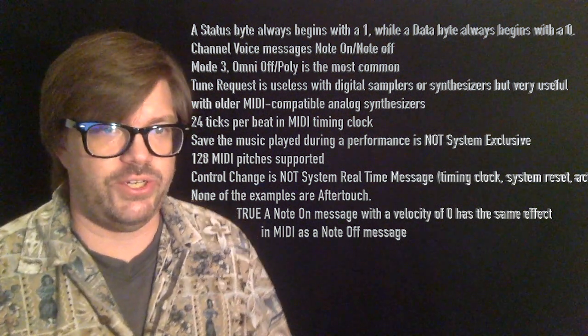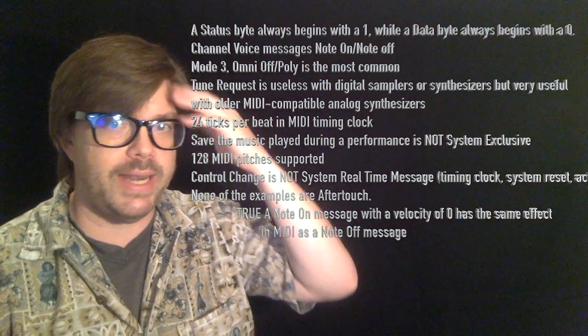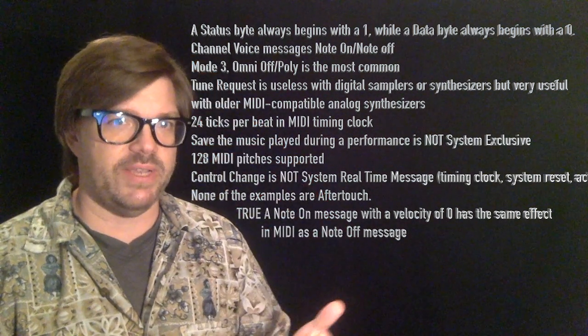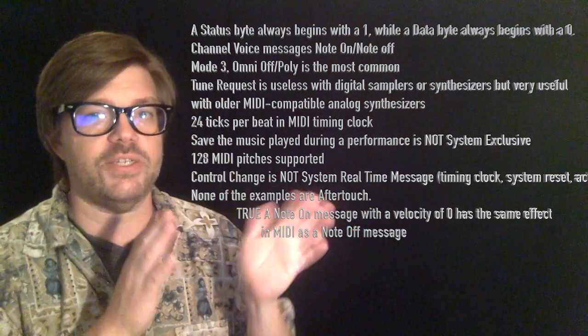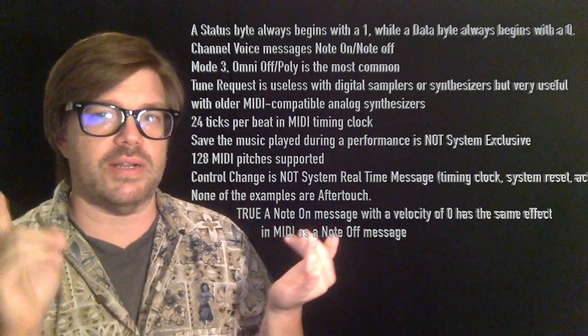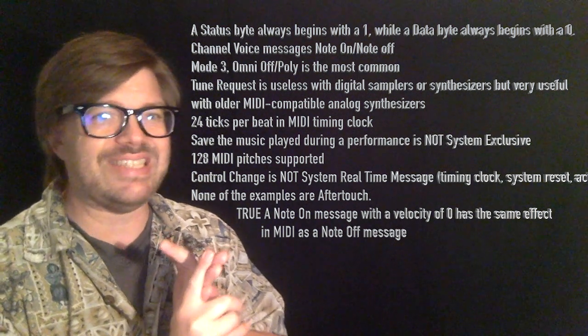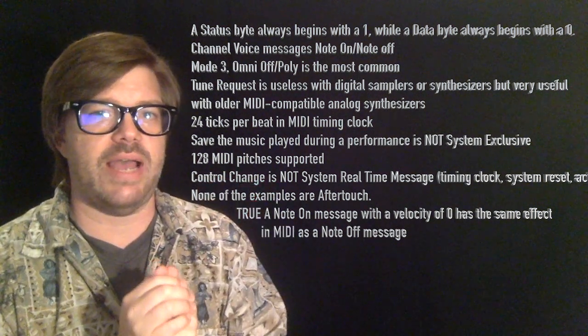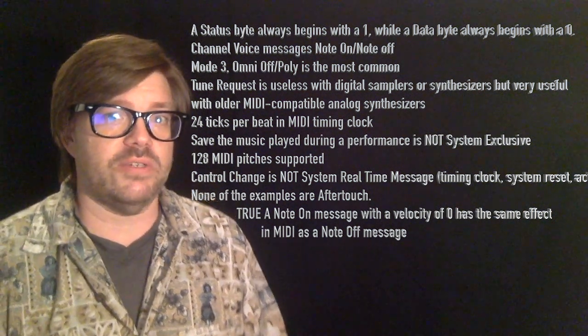Control change is a message that we will use sometimes, but it is not a system real-time message. System real-time is for the system overall, not just for individual channels. So things like time clock, system reset, active sensing, and things that are happening in real time, those are system real-time messages.